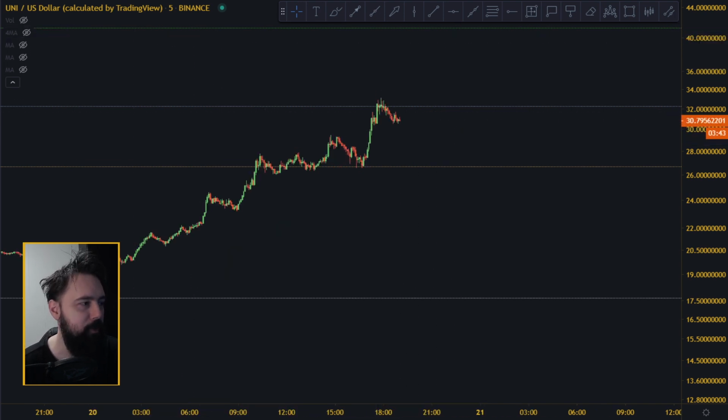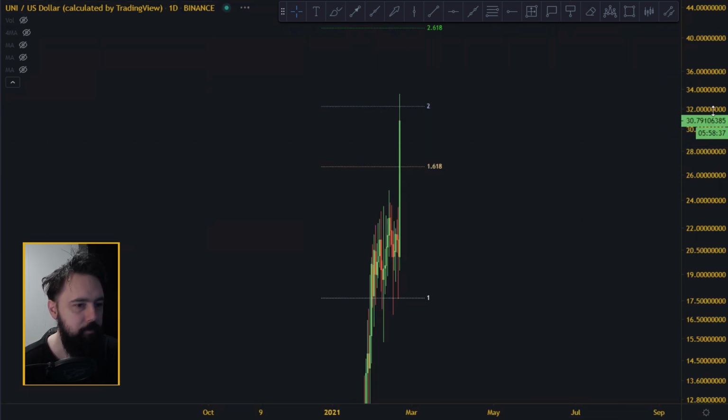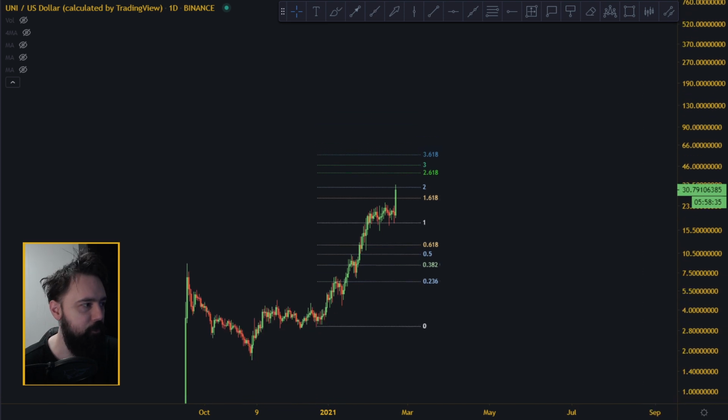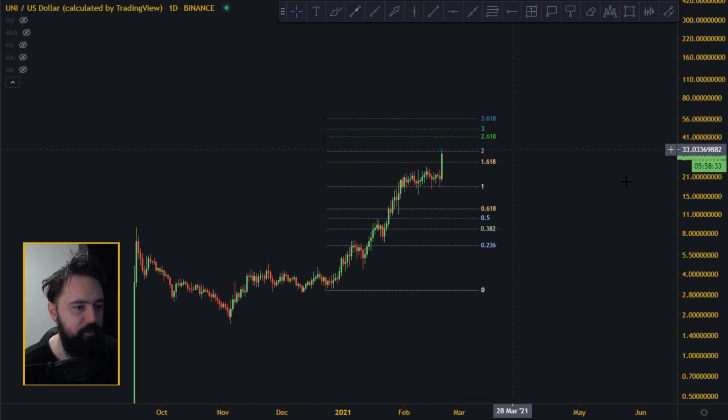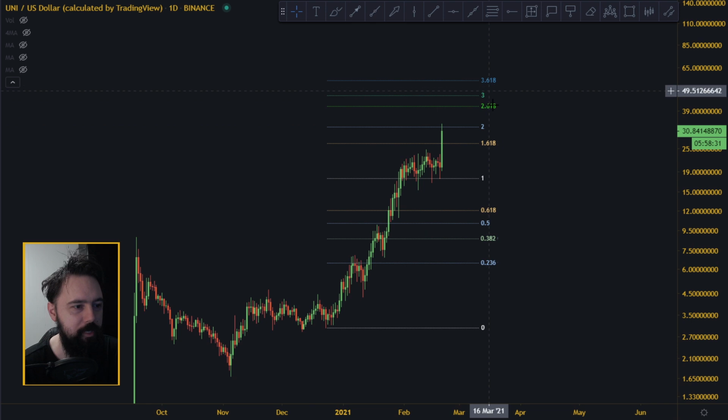It's an uptrend, although we are getting some kind of sideways movement. So we're gonna see what's happening on that. So let's get back and see further what's gonna happen. So how are we gonna figure out which one of these are most likely to be hit? 2, 2.6, 3, 3.6, 1.6 over here is already broken. We are testing 2 now.